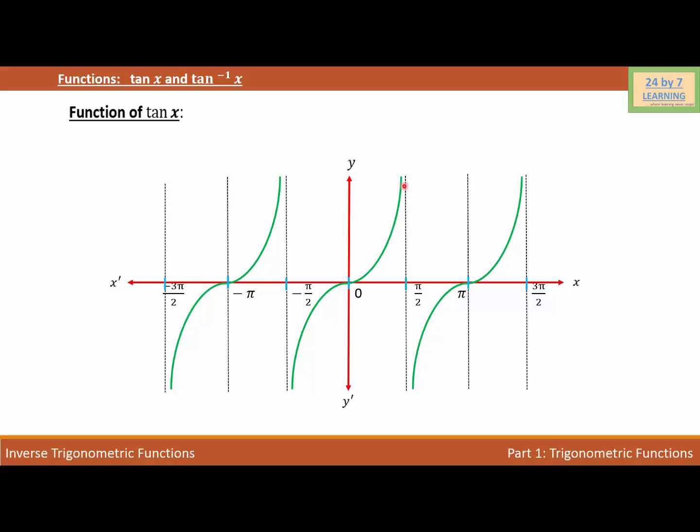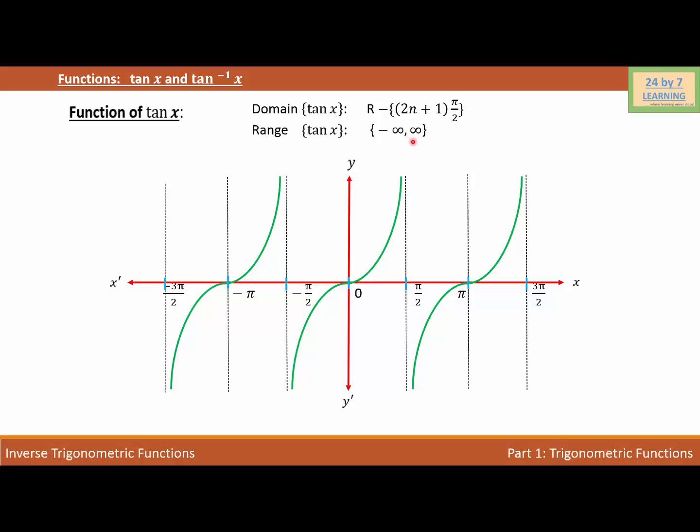So technically the tangent function does not have a defined value at the multiples of pi over 2. So the domain of the tangent function is all the real numbers except the multiples of pi over 2. And the range is from negative infinity to positive infinity. It simply means that tangent can have any value from negative infinity to positive infinity.